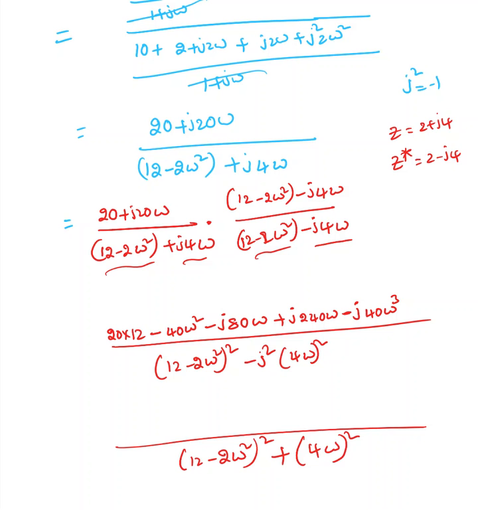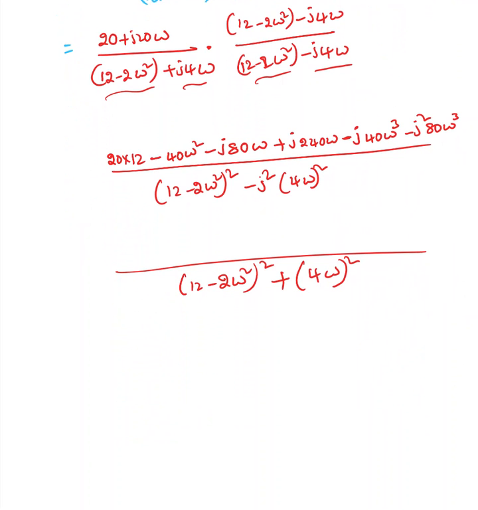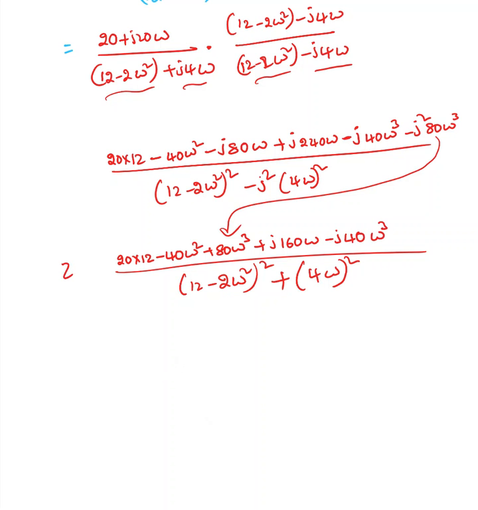Okay, and now it's going to be minus j square 80 omega cube. Okay, so j square is nothing but minus 1, which is going to end up with the real part. As I mentioned, I'm not going to worry about the multiplication. I'm going to keep it as it is, but I'm going to separate the imaginary part on the side. So minus j square is nothing but 1, so plus 80 omega cube. This term is from here. Now I have minus j80 plus j240, so I'll end up with plus j160 omega, and then minus j40 omega cube. Okay, this is your total impedance, Z total.